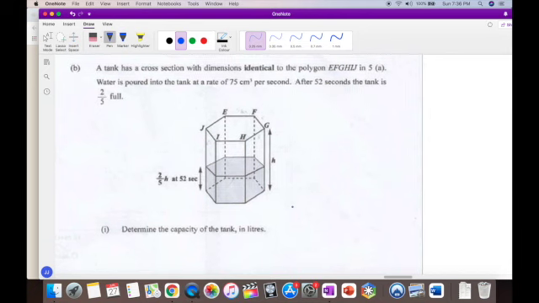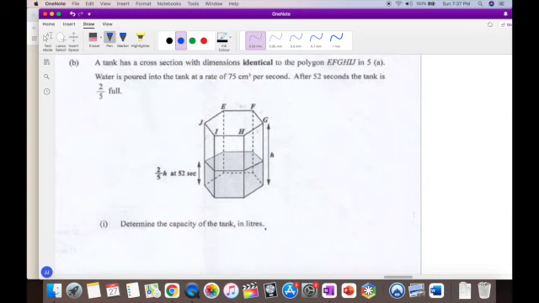A water tank has a cross section with dimensions identical to the polygon. Okay, so remember that. So we have the area of the polygon and all of that, right? The water is poured into the tank at a rate of 75 cubic centimeters per second. After 52 seconds, the tank is two-fifths full. Determine the capacity of the tank in liters.